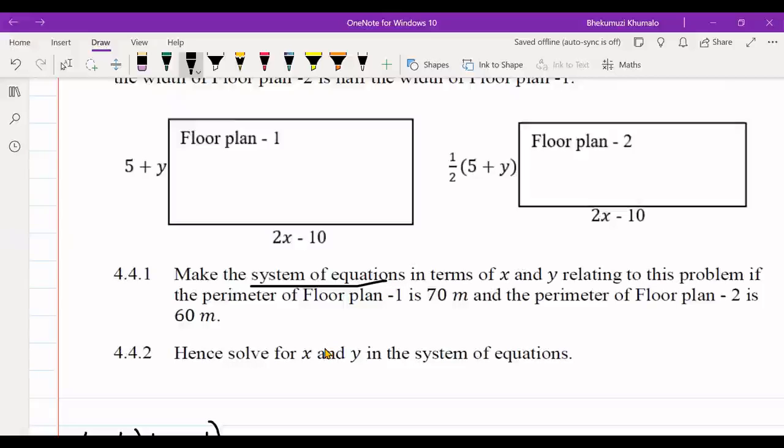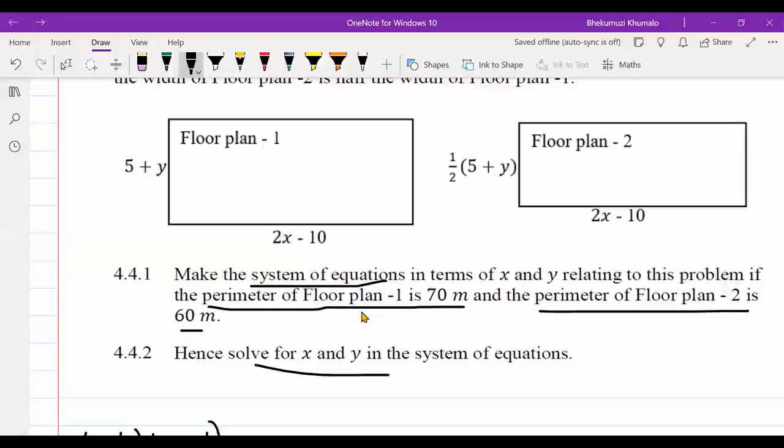And actually, if you look at the next question, it says solve for x and y. And whenever they say solve for x and or x and y, it's a simultaneous. So in this case, we know that we need to create two equations. They're saying in terms of x and y, relating to this problem, the perimeter of floor plan 1 is 70 meters, right? In total. And the perimeter of floor plan 2 is 60 meters.